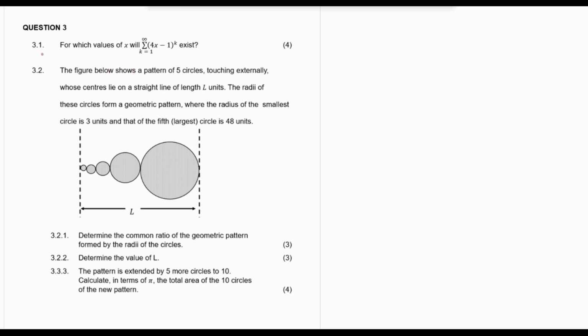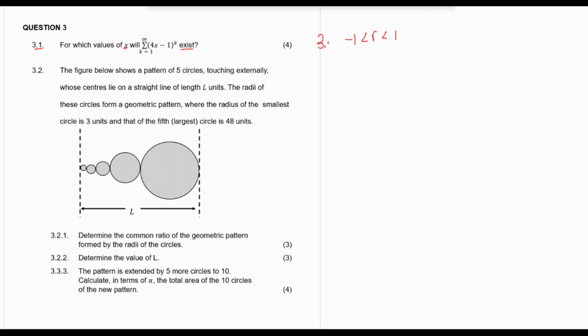Welcome back. Let's do question 3.1. For which values of x will this series exist? Right. So what are we finding here? We're finding the sum to infinity, right? And to have a sum to infinity, our series should be converging. When the series is converging, it means that our r should be less than 1 but greater than -1. Okay, that's the condition for a converging series.